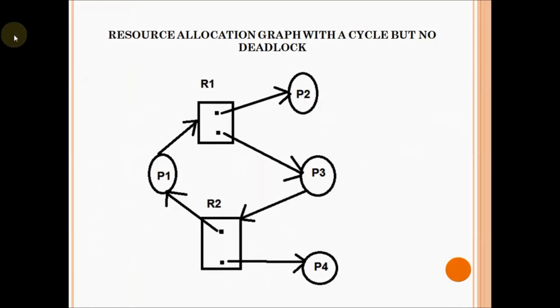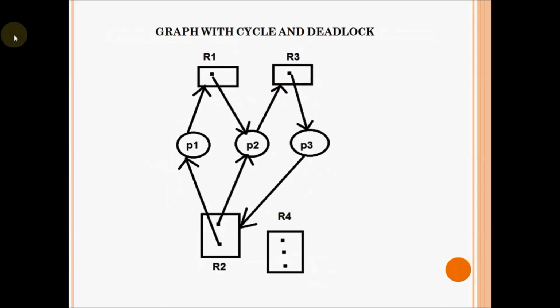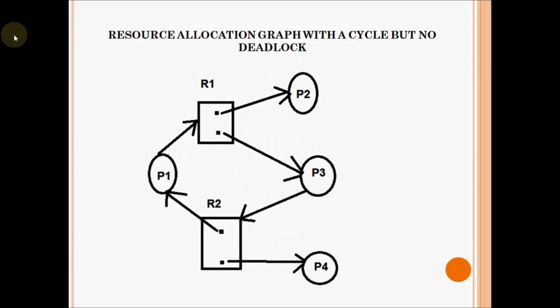Now I will take up the next case, resource allocation graph with a cycle but no deadlock. So in the previous two cases we have seen that if there is no cycle there is no deadlock. If a cycle is there, deadlock may be present or may not be present. In the second case there is a deadlock with a cycle, but in this case a cycle is there but it doesn't have any deadlock. We will check that now.